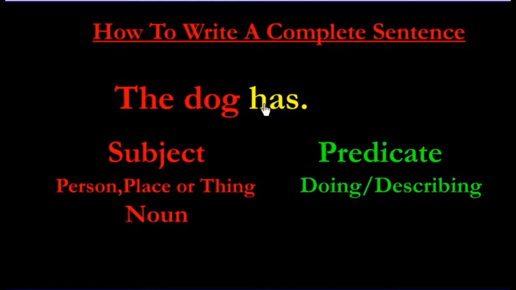Okay, so how could we make this a complete sentence? Well, we could say the dog has brown hair. If I put brown hair, then it would be a complete sentence. Or the dog has bad breath. That would be a complete sentence. Ew. They have those little mints for dogs. If that's the case with your dog, you should probably do something about that.